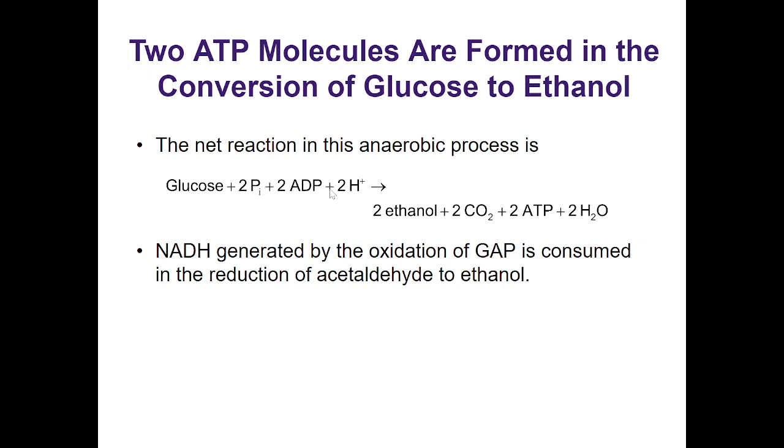So the net reaction in this anaerobic process would be this reaction right here. We have glucose plus 2 orthophosphates plus 2 ADPs plus 2 H pluses. This is going to give us 2 ethanol, 2 CO2s, 2 ATPs, and 2 waters. The NADH generated by the oxidation of GAP is actually going to be consumed in the reduction of the acetaldehyde to ethanol. And so notice again that NADH that we were talking about before, we have consumed that. And why is that important? Well, what did we need that NAD plus to go back and do?